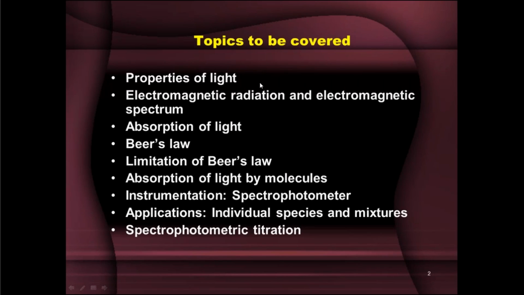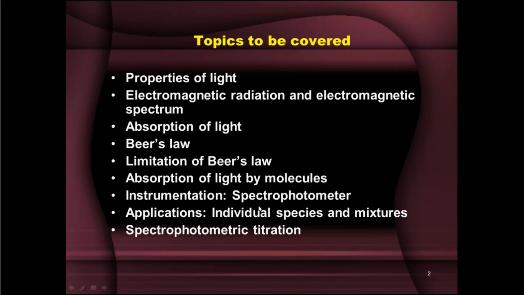Properties of light, which you may be familiar with, electromagnetic radiation and electromagnetic spectrum, what they are, then the absorption of light, because we are dealing with absorption spectroscopy, then Beer's law. This is a law that is extensively used in this method. Limitation of Beer's law. So how we can get over the limitations also we'll be seeing. Absorption of light by molecules.